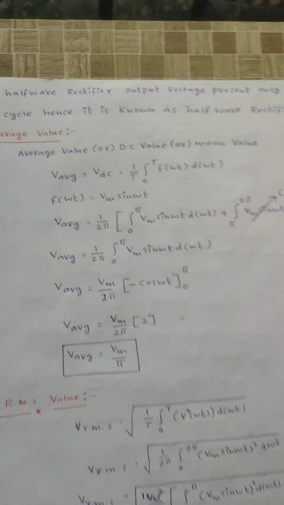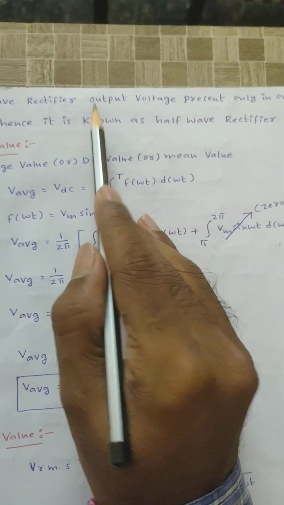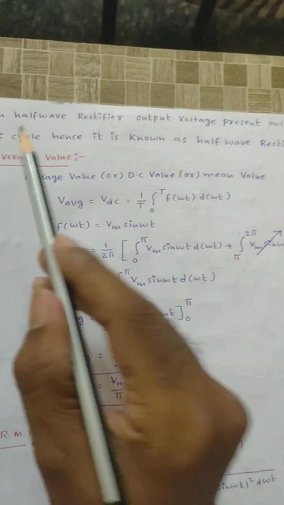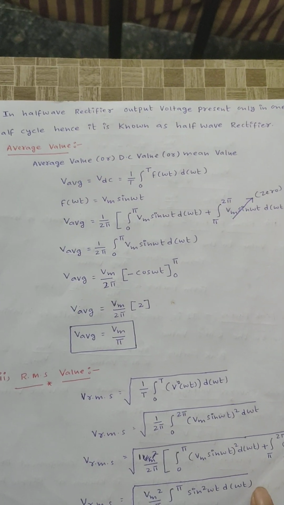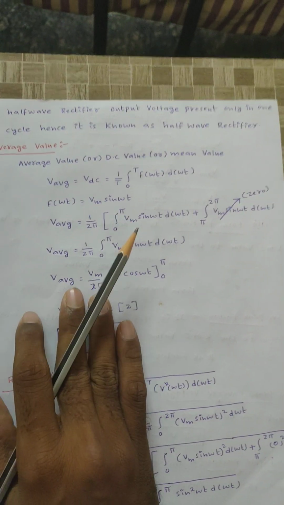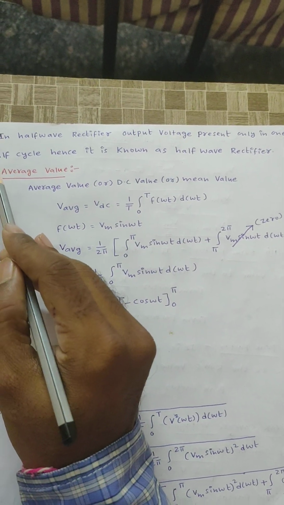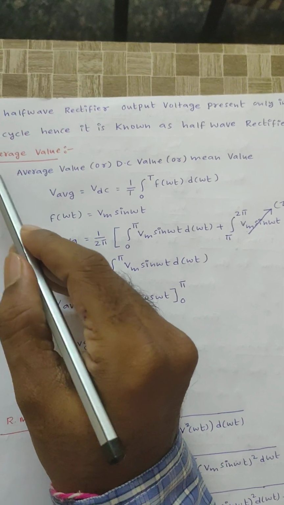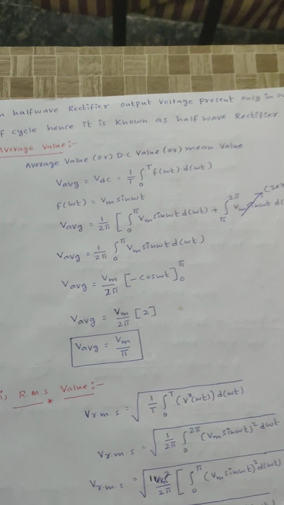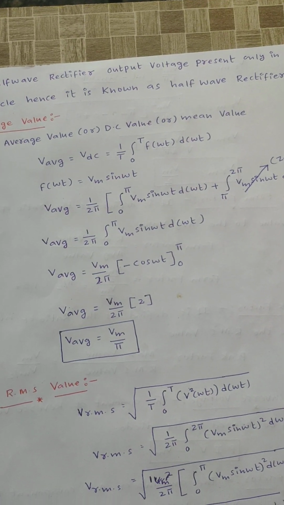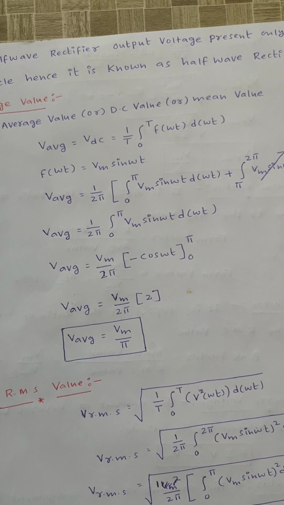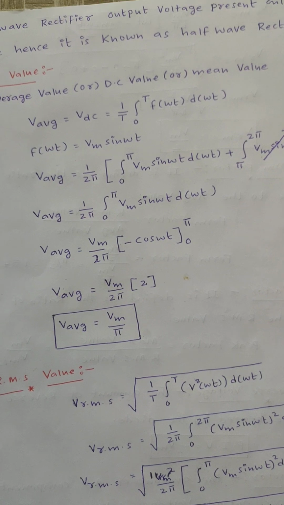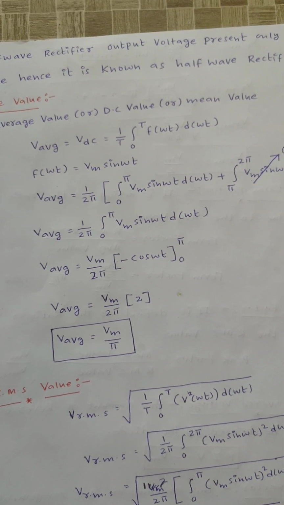Just see here, in case of half wave rectifier, the output voltage is present only in one half cycle, hence it is known as half wave rectifier. Next we will see the specifications. That means there are some specifications: average value, RMS value, form factor and peak factor, peak inverse voltage, efficiency, ripple factor and transformer utilization factor, which we can calculate for each and every rectifier.